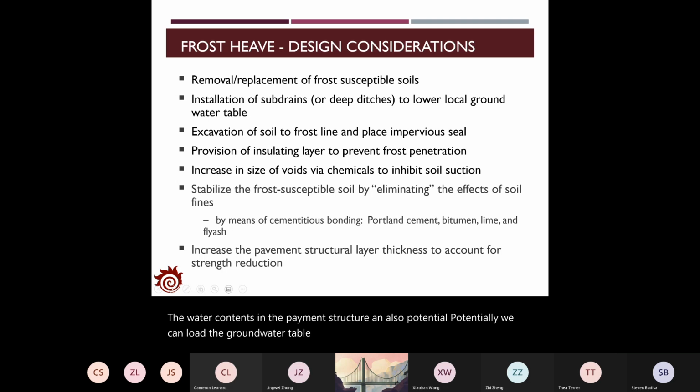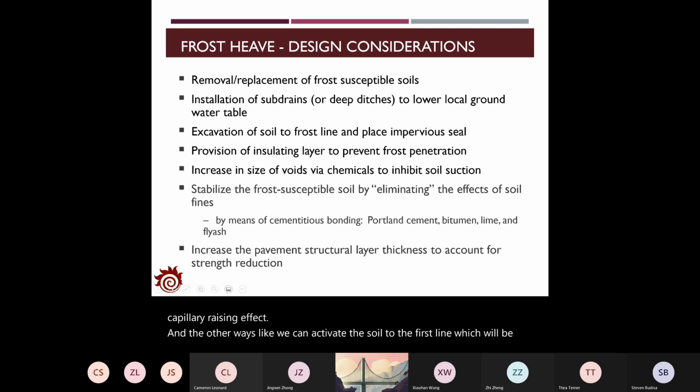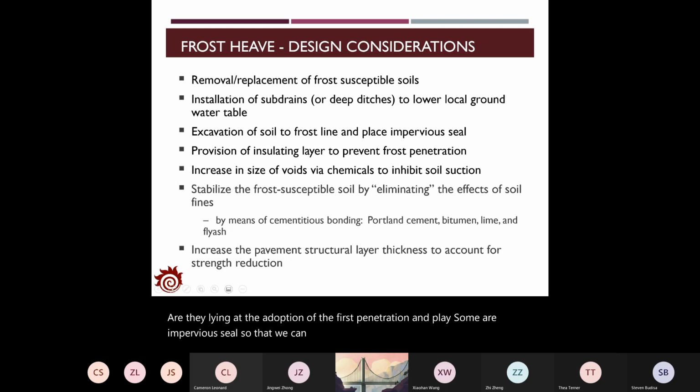So in that sense, we will have less impact from the capillary rise effect. And the other way is that we can excavate the soil to the frost line, which is the line at the depth of the frost penetration, and place some impervious seal so that we can prevent the impact from the frost heave. And also we will put some insulating layers to prevent the frost penetration.